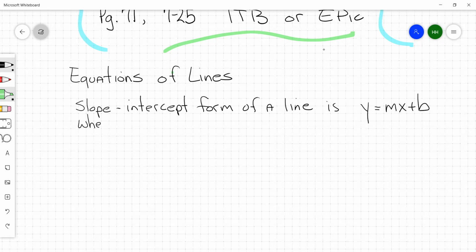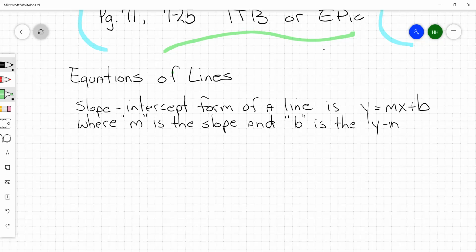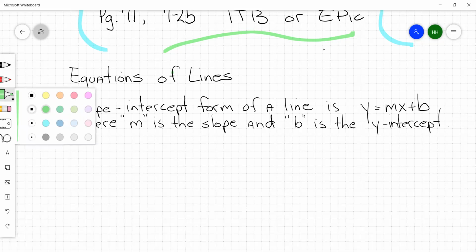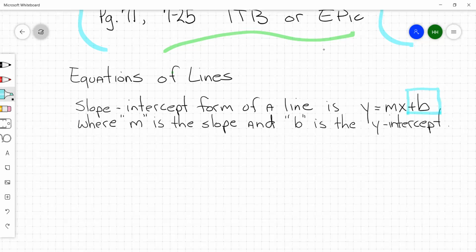And that is where m is the slope and b is the y-intercept. And more importantly, it's everything that's out here. When the equation is in this form, whatever is to the right of the x is the y-intercept, all right? And the y-intercept, that's where the line hits the y-axis, okay?